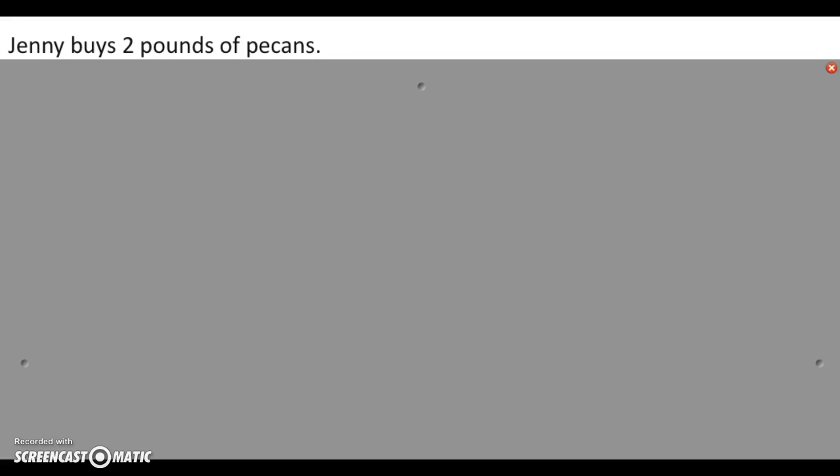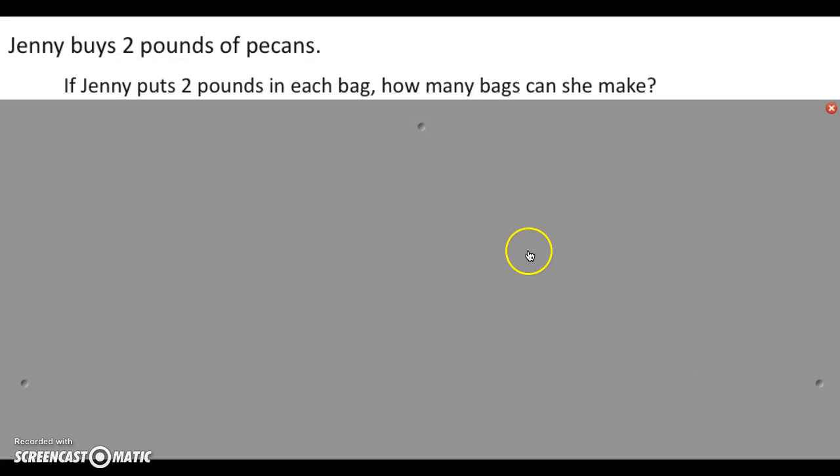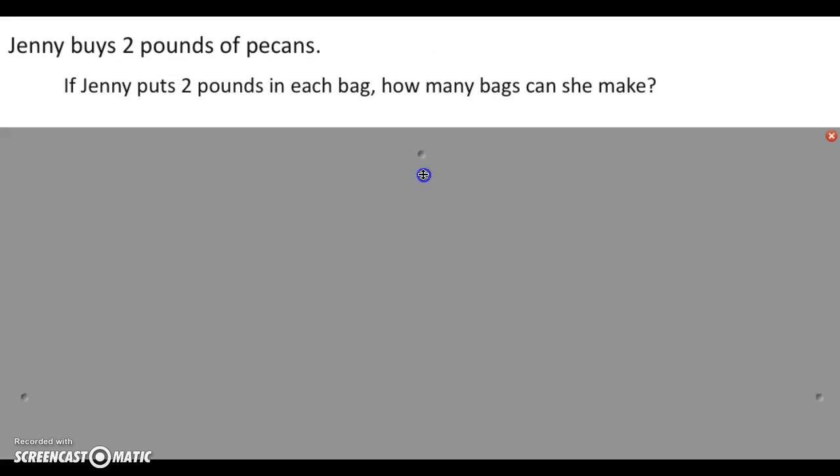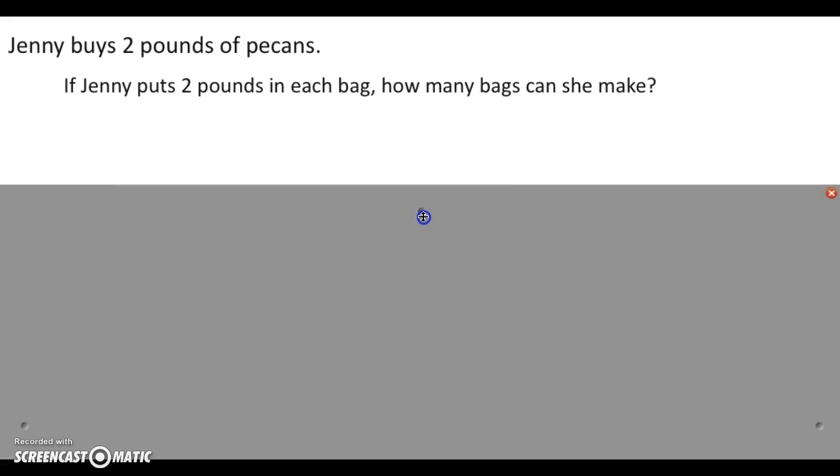Let's get started. What we see here is that Jenny buys 2 pounds of pecans. Well, good for Jenny. Let's see what she does with them. And it says, if Jenny puts 2 pounds in each bag, how many bags can she make? Well, if I think about this in terms of division, I am starting out with 2 pounds of pecans. And I am dividing it into bags that are worth 2 pounds. Well, 2 divided by 2 is 1.